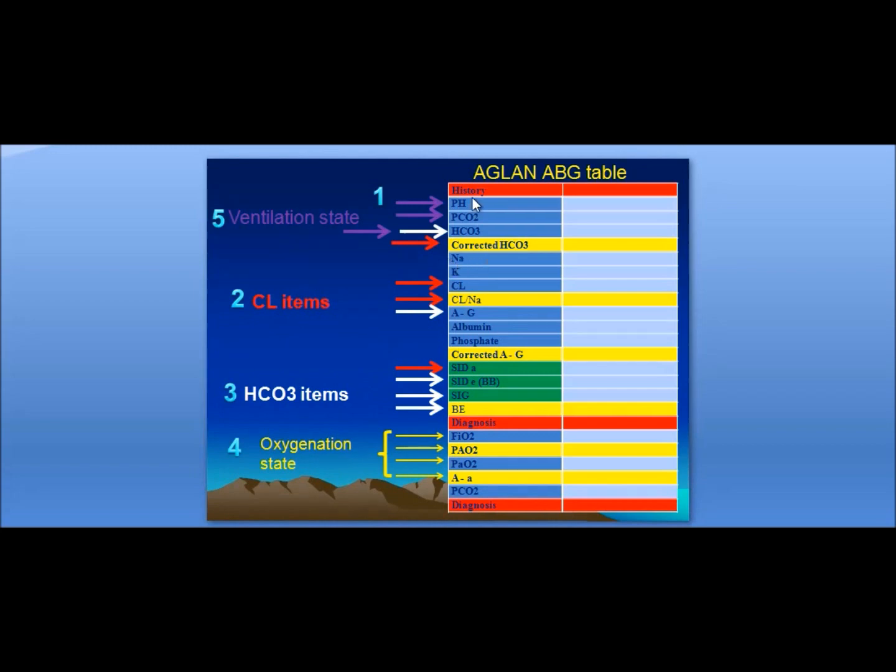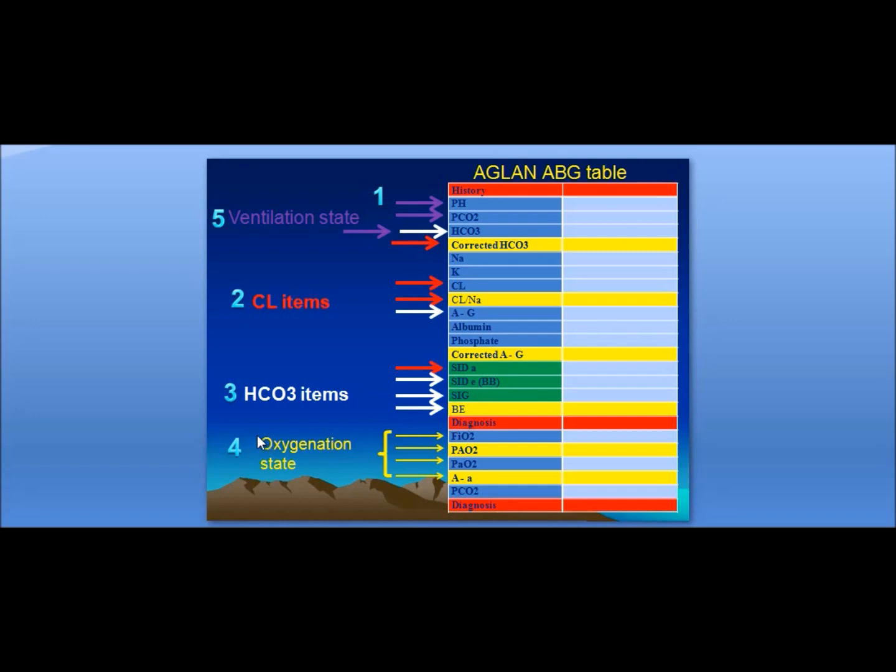This Aglan table, as I have mentioned before, is formed of measured values and calculated values. To start with, number 1, the pH. Number 2, the chloride items: serum chloride, chloride sodium ratio, corrected bicarbonate, and strong ion difference. Number 3, bicarbonate items: serum bicarbonate, anion gap, buffer base, strong ion gap, base excess.